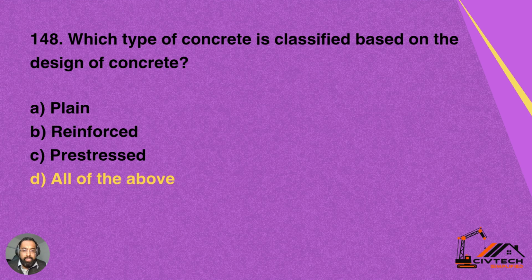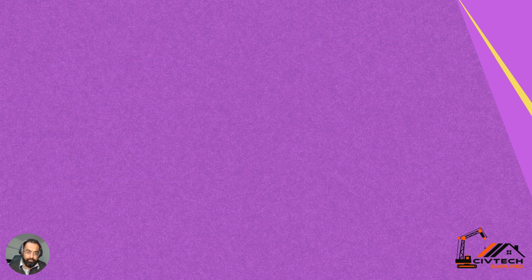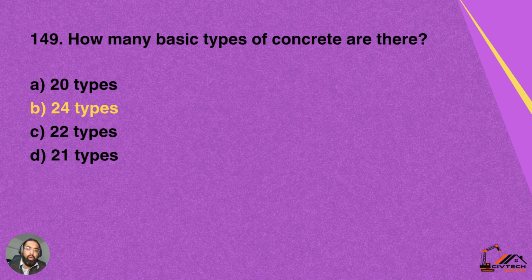148. Which type of concrete is classified based on the design of concrete? Option A is plain cement concrete. Option B, reinforced cement concrete. Option C is pre-stressed concrete. Option D, all of the above. So all these are the classifications of the concrete on the basis of the design. Therefore, option D, all of the above, is the correct answer for this question.